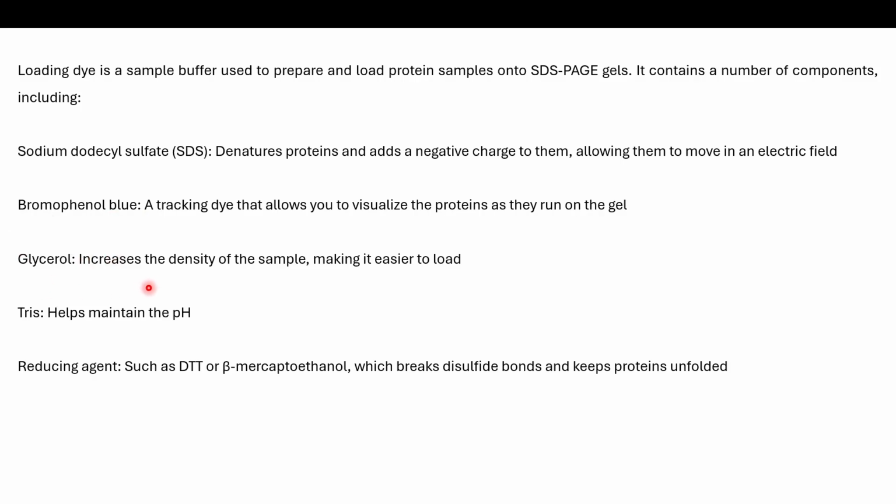Then there's glycerol. It increases the density of the sample, making it easier to load so that it settles your samples and gets inside the wells properly. Tris, we saw, helps maintain the pH. Then there's a reducing agent like dithiothreitol or BME, beta mercaptoethanol, which breaks the disulfide bonds and keeps the proteins unfolded.